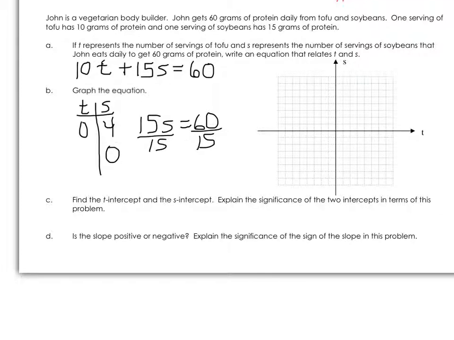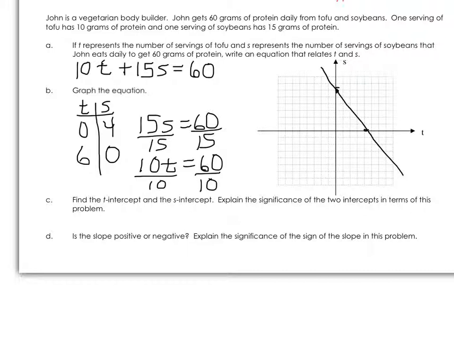What if he doesn't eat any soybeans? He eats only tofu. So 10T equals 60. Divide both sides by 10. And you get T equals 6. That gives us our T and our S intercepts. 0, 4 and 6, 0. That's our line. We found the T and the S intercept.